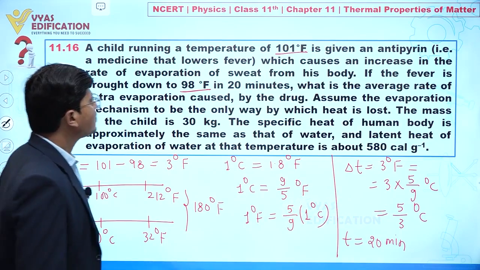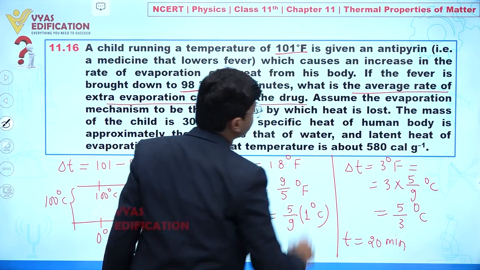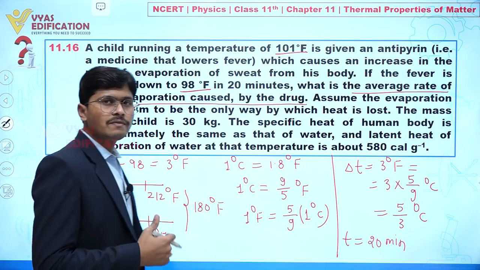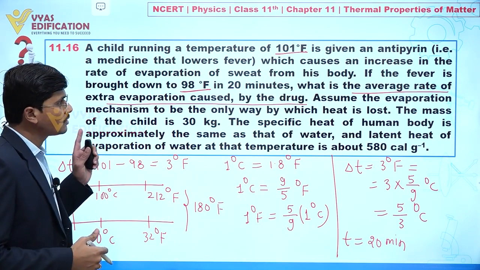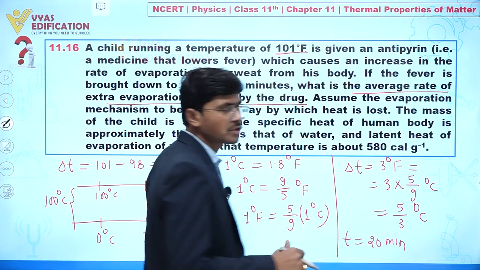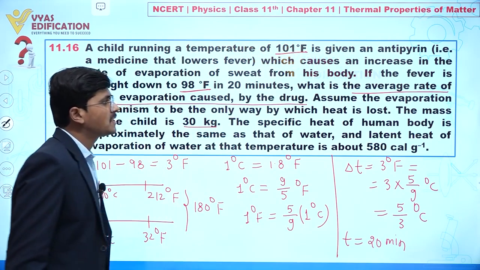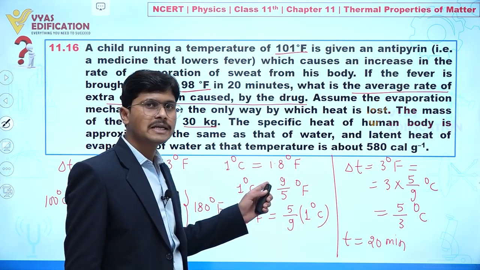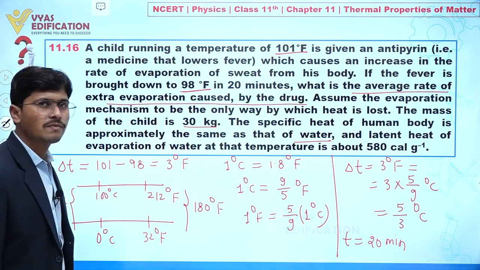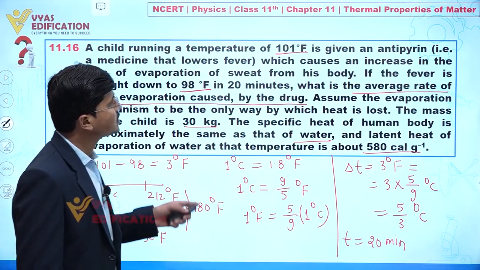Now in this question it is asked: what is the average rate of extra evaporation caused by the drug? It means we have to find that evaporation rate. We have to assume that evaporation is the only way by which heat can be lost. The mass of the child is 30 kg. The specific heat of the human body is approximately the same as that of water, and the latent heat of evaporation of water at that temperature is about 580 calorie per gram. So all the information is given to you.